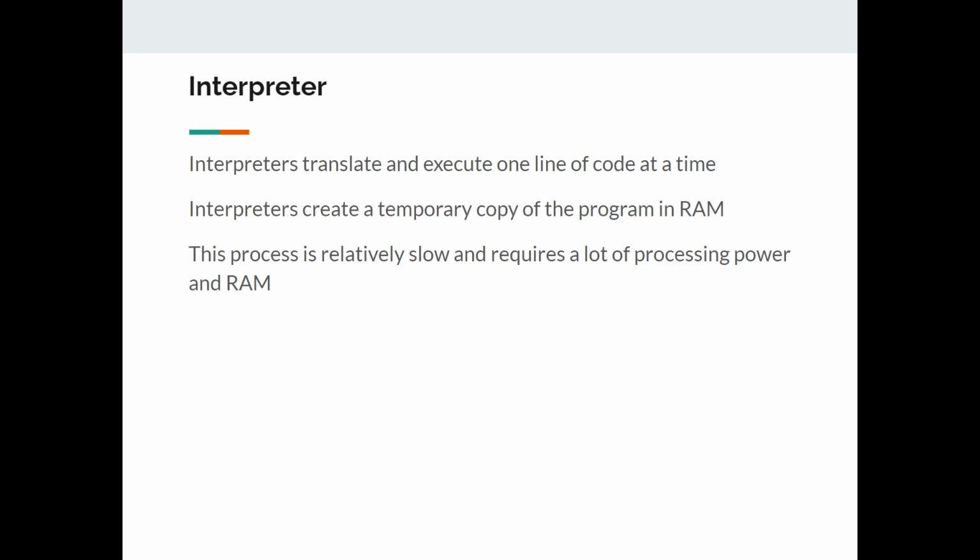While this is happening, there is a temporary copy of the program in RAM, and the interpreter is in RAM as well at the same time. It takes up a lot of processing time, and it takes up a lot of RAM, right? So this is quite a processor and RAM intensive process. Hopefully that makes sense. And it's relatively slow as well. So you might be thinking, what is the point? Why wouldn't I just use the other one, which sounds way faster and more efficient?